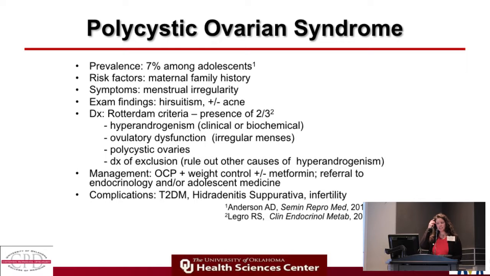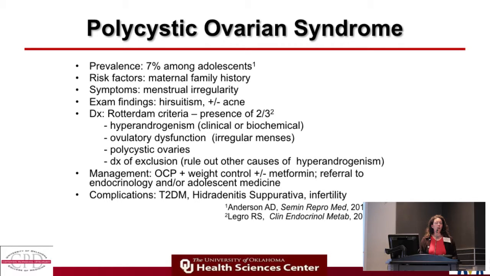I use the Endocrine Society recommendations for diagnosis. That's the Rotterdam criteria, the presence of 2 out of 3. So some type of hyperandrogenism, and that can be clinical or biochemical. So you don't actually have to have the lab test to do it, but PCOS is a diagnosis of exclusion, so we go ahead and get the lab test for it.